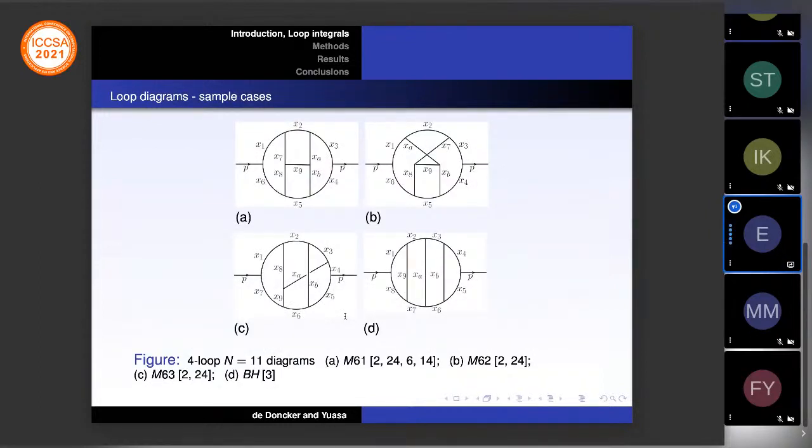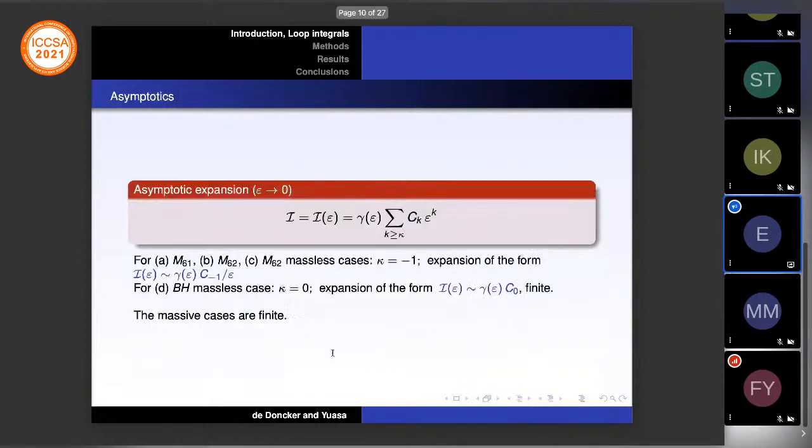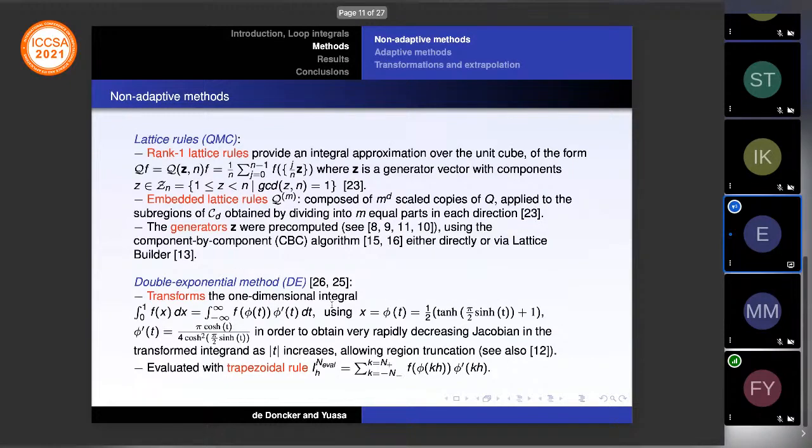Then here are the diagrams for which we obtained results. They're called M61, M62, M63, and BH. The asymptotic expansion of the integral as a function of epsilon is in powers of epsilon, epsilon to the k. For the first 3 diagrams, the massless cases, the leading term is in 1 over epsilon. For the BH diagram, the expansion is finite, and the massive cases are also finite.